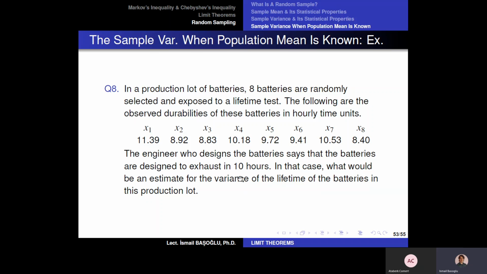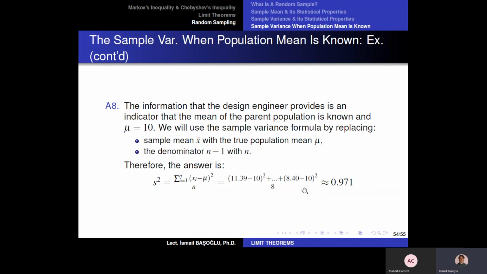In that case, what would be an estimate for the variance of the lifetime of the batteries in this production lot? Because the true parent population mean is known, it is equal to 10, we do not use X bar. We replace the sample mean X bar in the sample variance formulation with the true parent population mean, mu. So instead of X bar, we are going to use mu. And we are going to divide the sum of squared deviations by 8 this time, and we get 0.97.